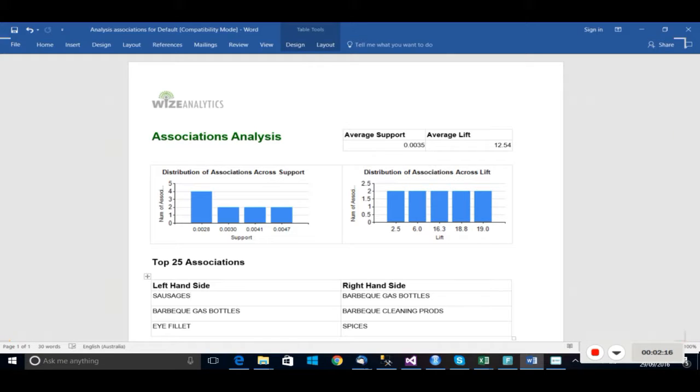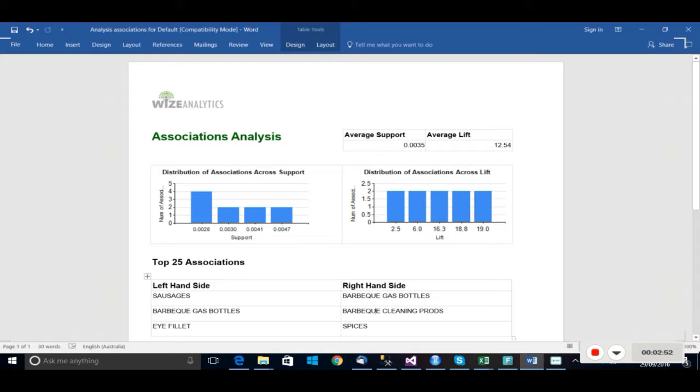When we talk about left-hand side and right-hand side here, the key is that the left-hand side is what you associated with. So people who buy sausages are likely to buy barbecue gas bottles. The converse isn't true. We don't see that people who buy barbecue gas bottles are likely to buy sausages. Similarly, let's look at the last case. People who buy eye fillet are likely to buy spices. And of course, people who buy barbecue gas bottles often buy barbecue cleaning products.